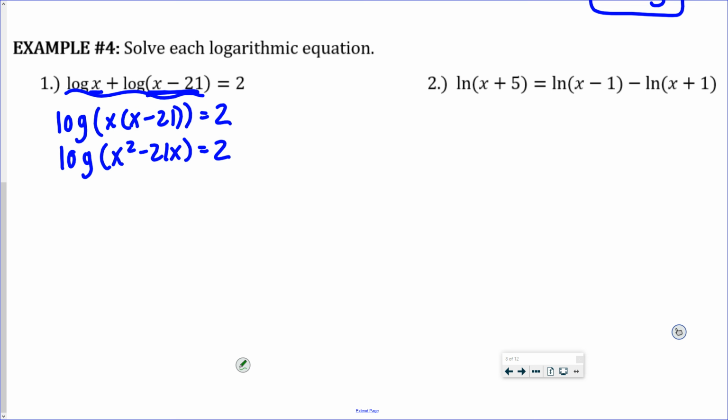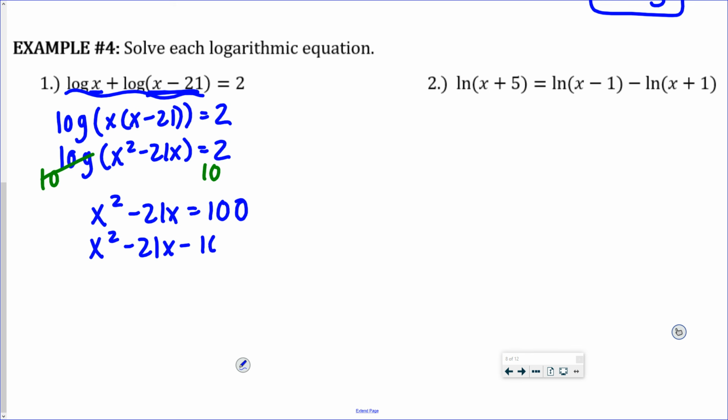This is base what, folks? 10. So I end up with x squared minus 21x equals 100. Not 20. Exponentiating both sides, I'm left with a quadratic, so I'm going to factor this. This does factor, negative 25 and positive 4.